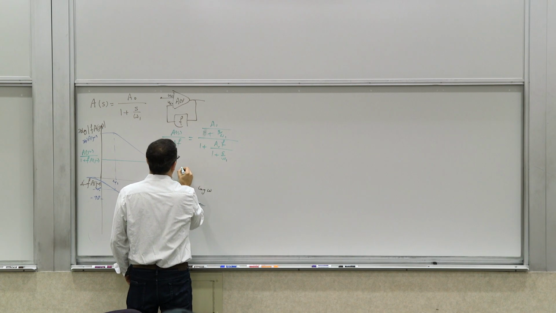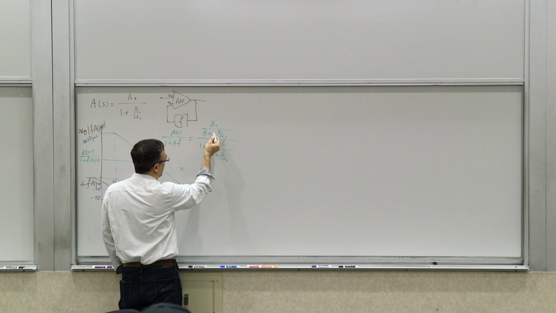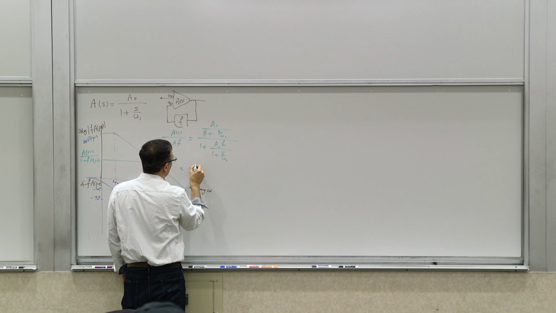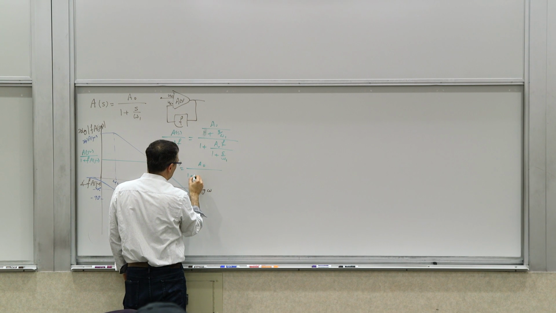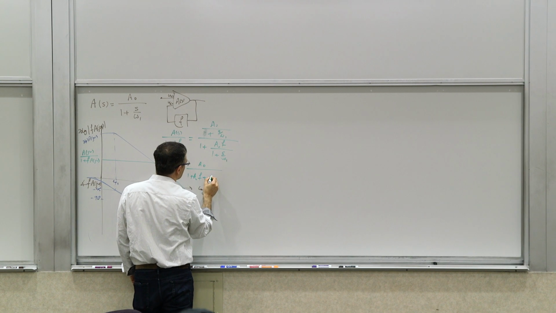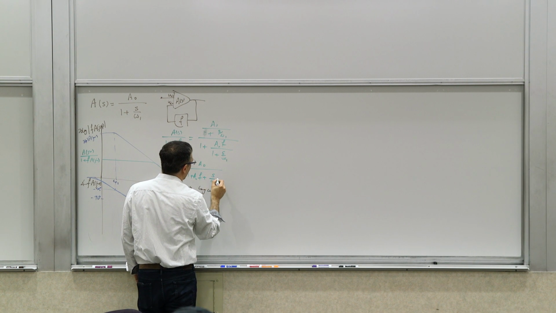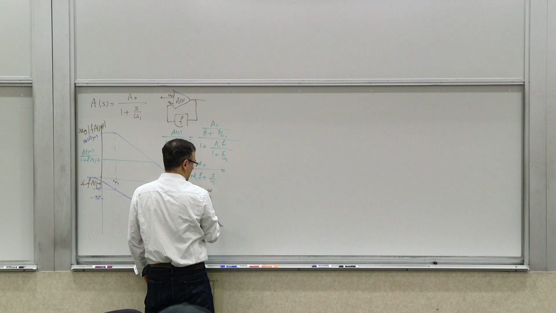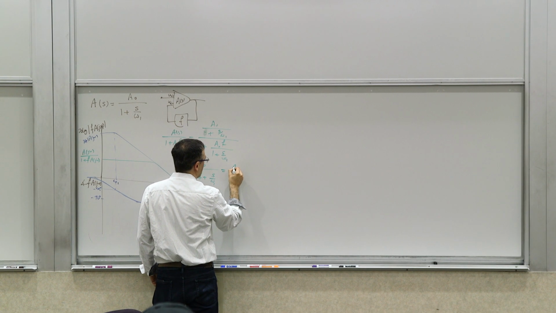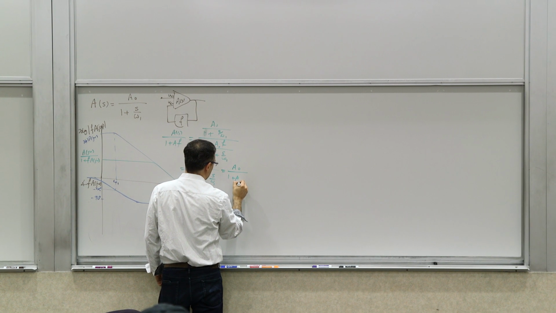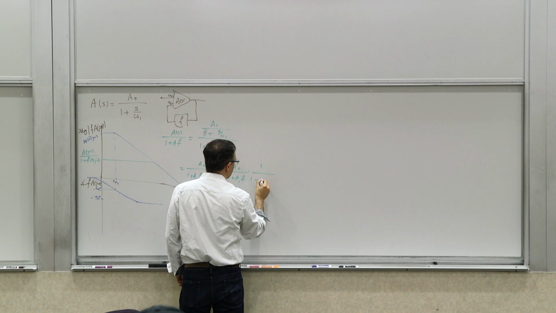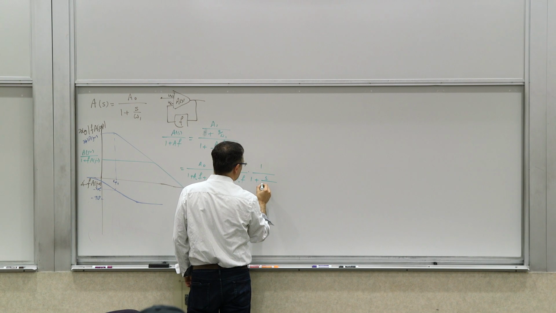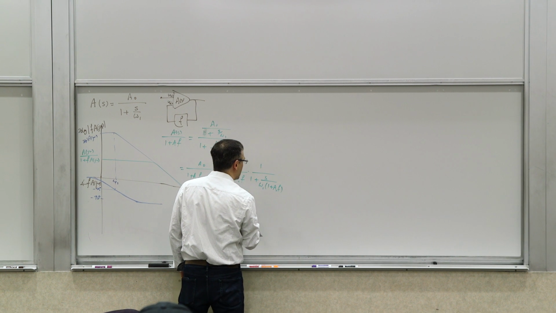And then you multiply the numerator and denominator by 1 plus S over omega 1. You get A0 over 1 plus A0F plus S over omega 1. And if you factor the DC part of the gain, you will get A0 over 1 plus A0F. This is the DC part of the closed loop transfer function. You can easily see that you get 1 plus S over omega 1 times 1 plus A0F.